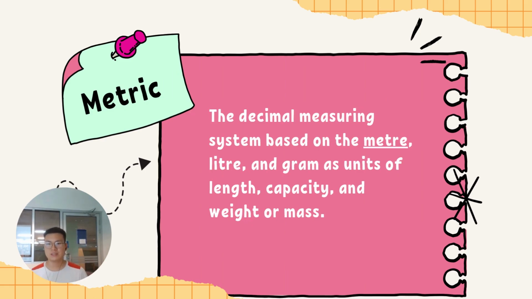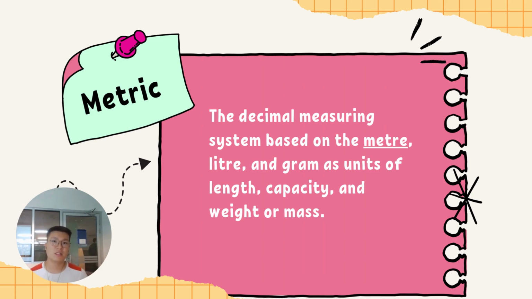What about the metric system? The decimal measuring system based on the meter, liter, and gram as units of length, capacity, and weight or mass. The metric system of measurements was developed in France in the late 18th century after the French Revolution. Scientists in the country unified several traditional systems to give a unified standard system of measurements.